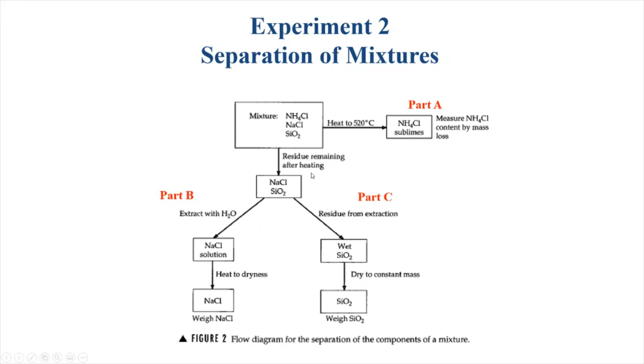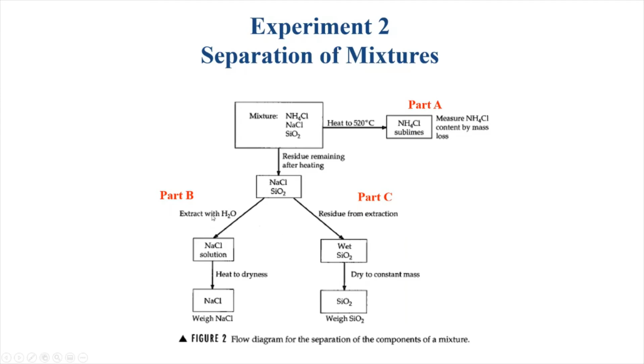Once we've done part A and we've gotten rid of the ammonium chloride, then we're going to do our separation. What's left is going to be sodium chloride and silicon dioxide. Silicon dioxide is basically just sand. The sand that you would find on a beach is silicon dioxide, so you may hear me refer to silicon dioxide as sand. One thing that we can take advantage of here is that sodium chloride is soluble in water, but sand is not. So if we add water to this mixture, the sodium chloride is going to go into solution, meaning it's going to dissolve as an aqueous solution, and the sand is going to be left behind because it's not going to dissolve.